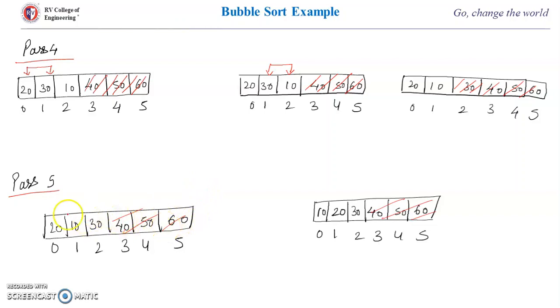Okay, so now after pass 4, 30 also is sorted. So now 0 and 1 will be compared. Array 0 is greater than array 1, so that means we'll swap. And you can see here after the fifth pass, this is also sorted, and then the entire array is sorted after fifth pass. So this is how bubble sort works.